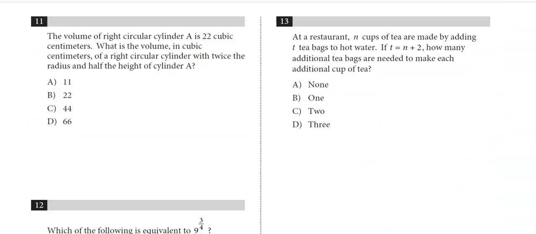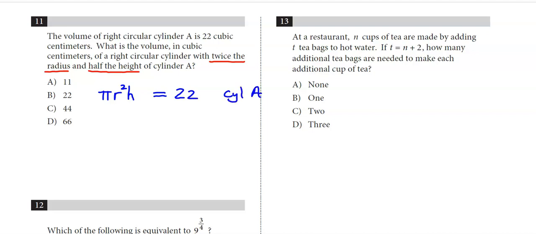So the volume of a right cylinder is 22 cubic centimeters. What is the volume of a right cylinder with twice the radius? So we have to have twice the original radius and then half the height. All right, so this is kind of a proportion problem. It combines volume with proportion. So the volume formula, pi r squared h, for the original one was 22. So this is for cylinder A.